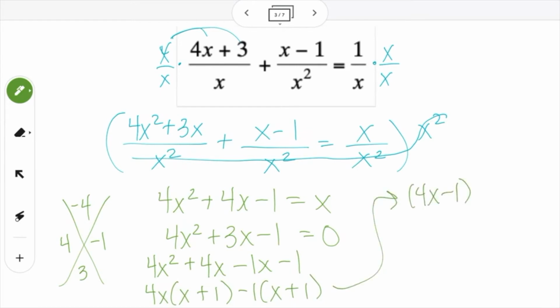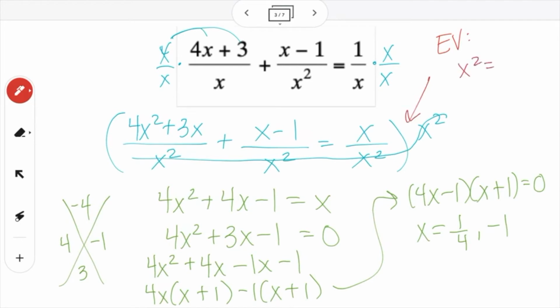And you should get, I'll pull it up over here, 4x minus 1 times x plus 1 equals 0. From this first one, 4x minus 1 equals 0, I get 1/4. From x plus 1 equals 0, I get -1. Before I circle it, I need to check my excluded values.